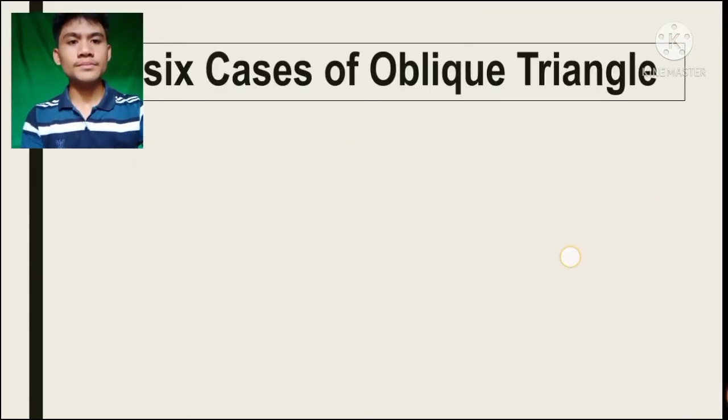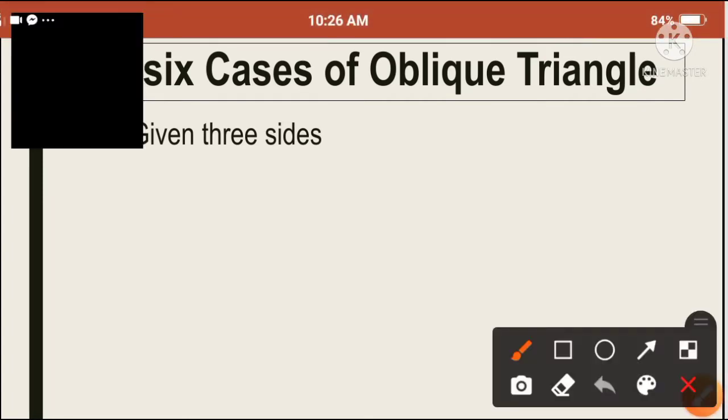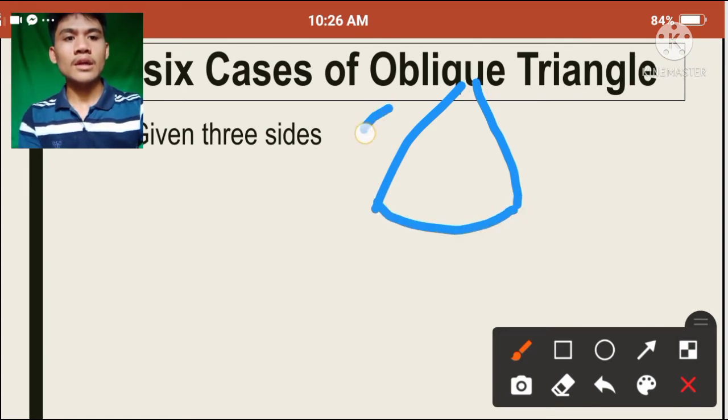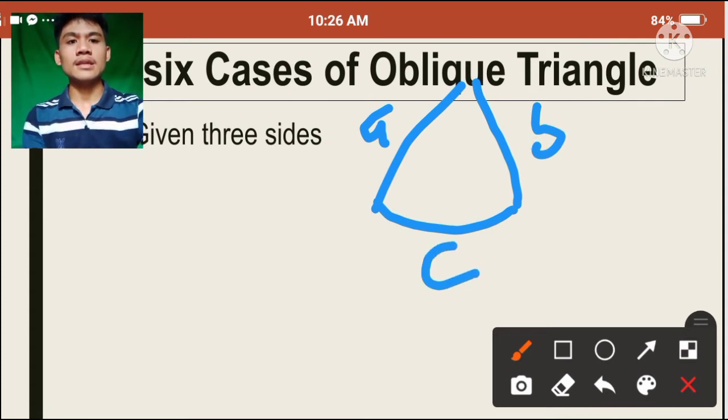Next, these would be the 6 cases that we are expected to deal with in solving oblique spherical triangles. So first is given the 3 sides. It would look like this. Assume that it is side A, side B, and side C.